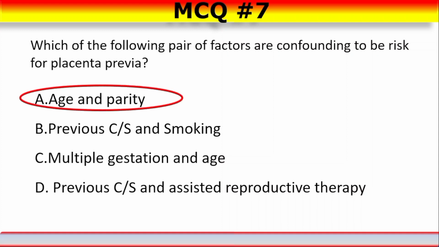The correct answer is A. So age and puberty are confounding. We don't know the exact effect of age and puberty separately. So these are confounding factors.